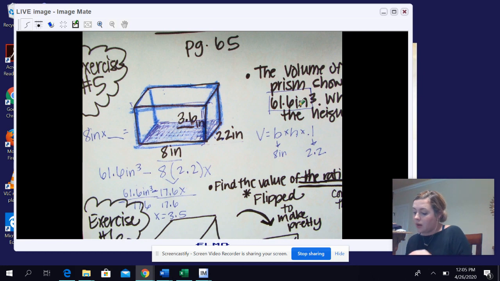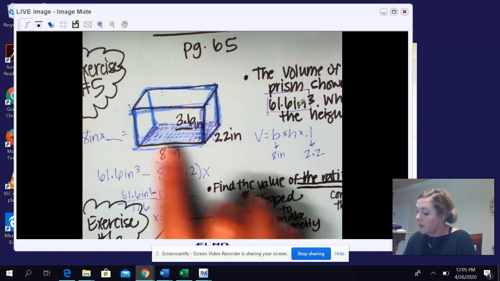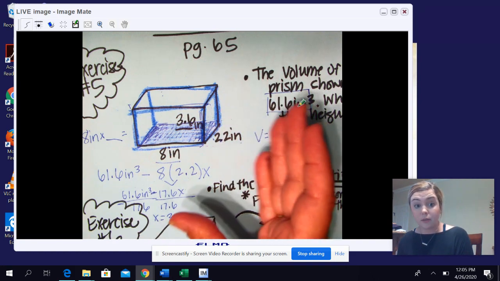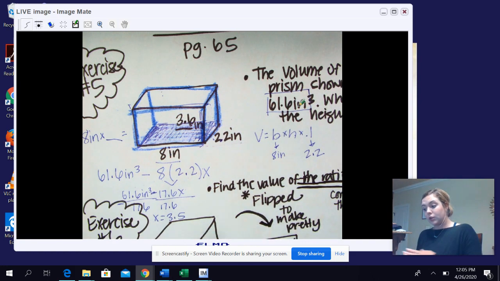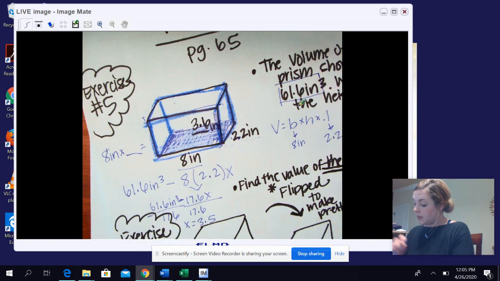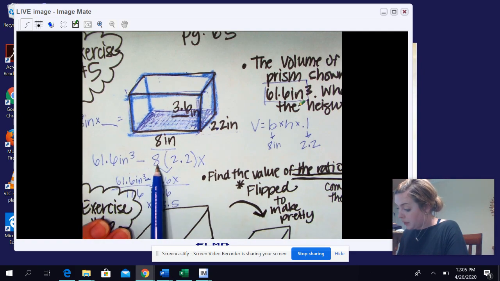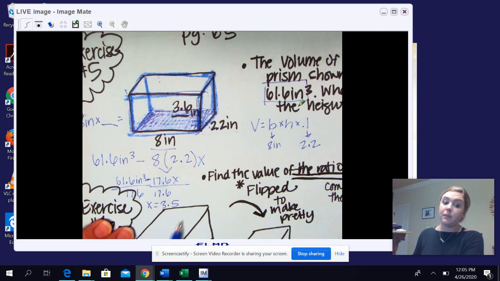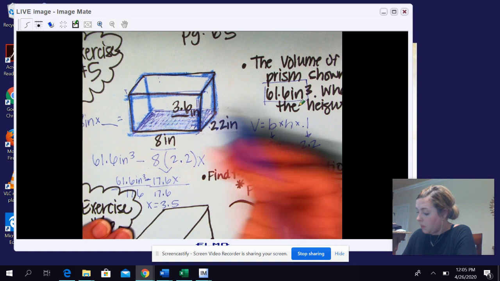I basically took it, I only have 2 dimensions of the 3-dimensional figure. I knew that this bottom area could be just the area of a rectangle. When you add height, though, you're essentially making it become 3 dimensions. And so what I did was take each one of those dimensions, the one I knew, the other one I knew, and the one I didn't know, and solved for that missing variable, which would be my height.